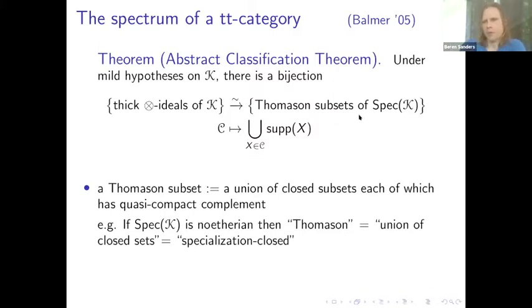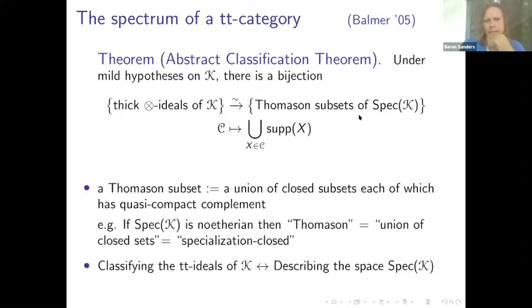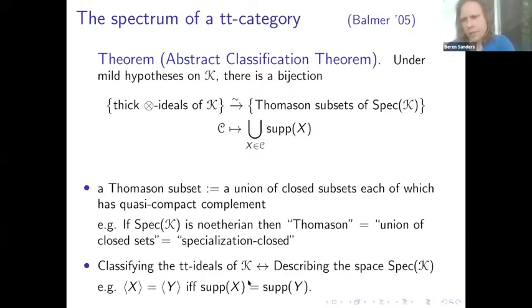And so from this point of view, the original task of trying to classify the objects of our category up to this weaker notion of equivalence gets transformed into the problem of giving an explicit description of the Balmer spectrum and describing this universal notion of support. So for example, just to reiterate, if you can do this, two objects of your category are going to be equivalent in that weak sense precisely when they have the same support. So this is generalizing what turned up in modular representation theory.